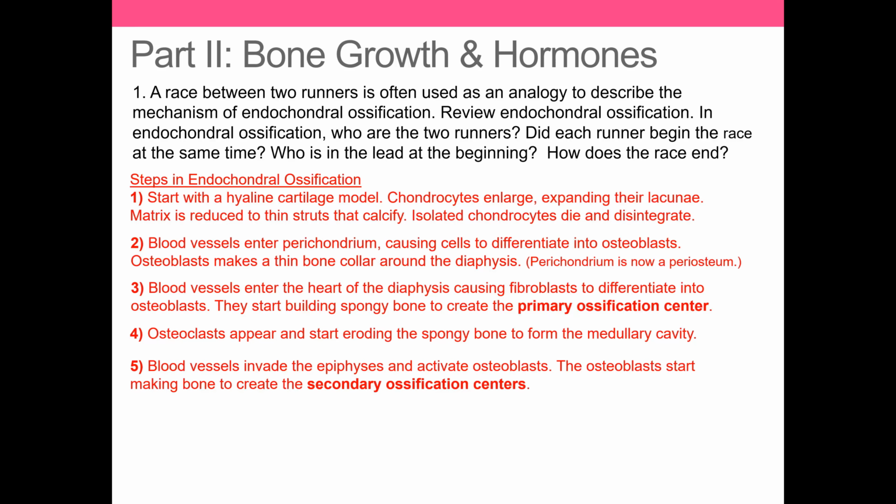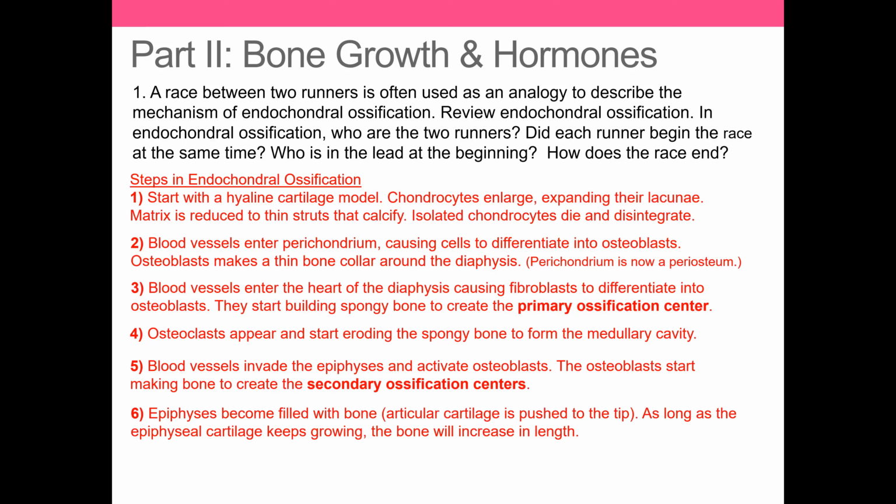Now with stage 5, we move into the epiphyses. Blood vessels will now invade each epiphysis and activate osteoblasts. The osteoblasts will start making spongy bone in these areas, and these are called the secondary ossification centers. The epiphyses become filled with bone.